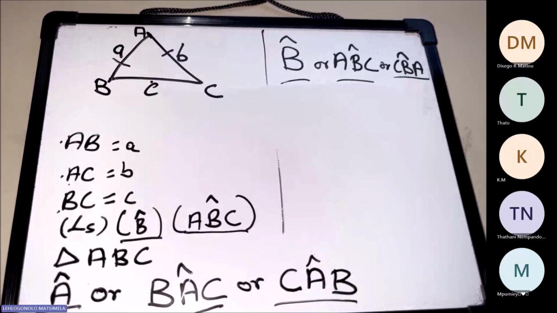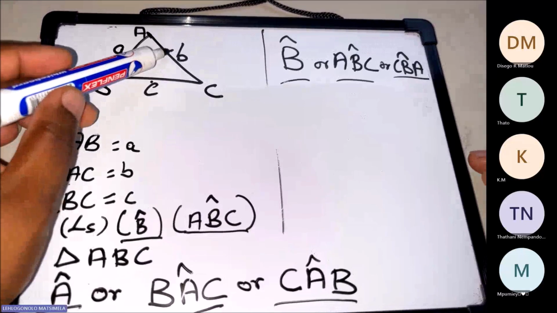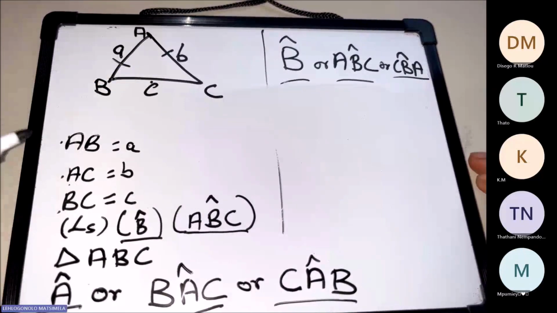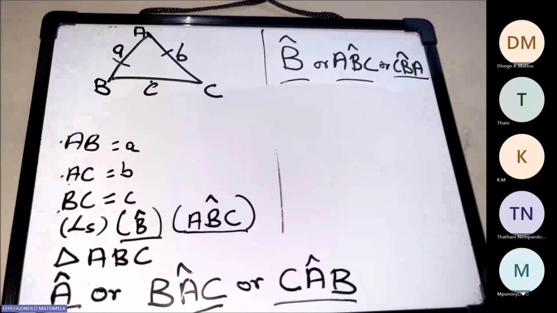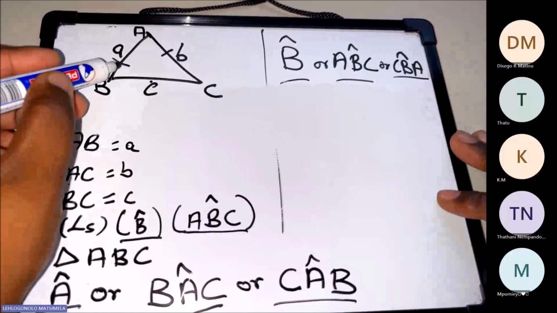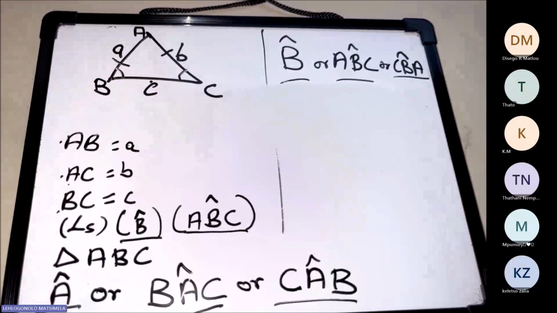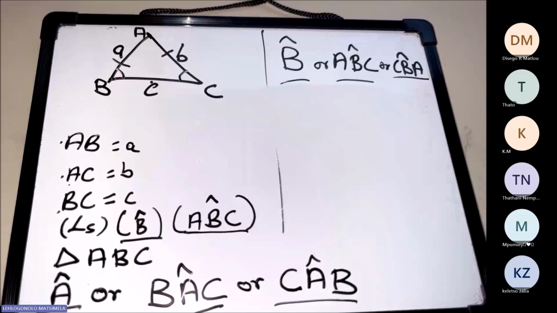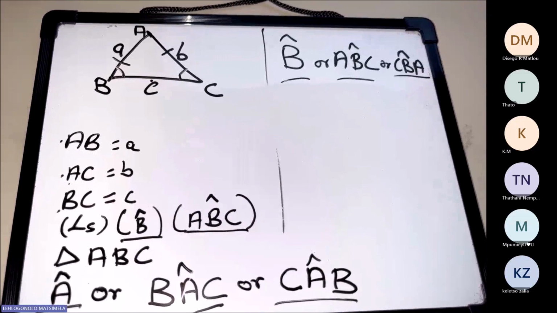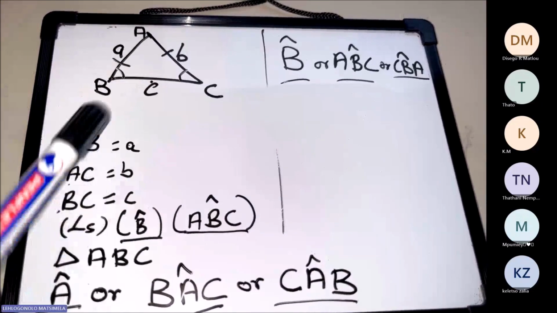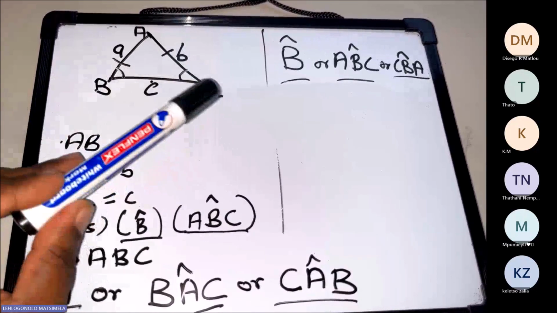So by saying that, it means that the two sides are equal and the two sides are opposite. Therefore, if the two opposite sides are equal, it means also the two opposite angles are equal. Which means we can now apply the isosceles triangle properties, which means now we will say that angle at B is equal to angle at C.